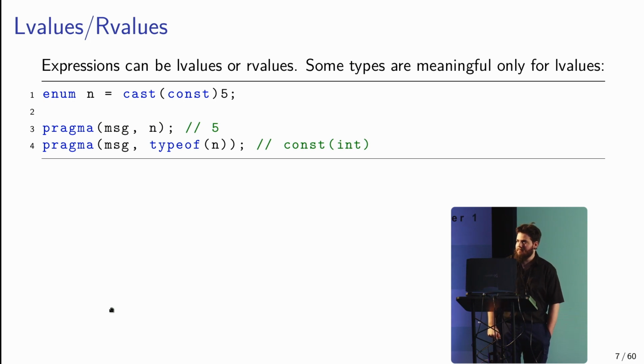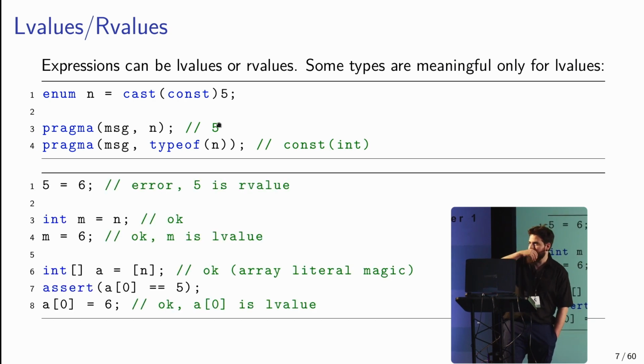All right, then another thing that D actually copied from C and C++ is there are Lvalues and Rvalues. It's quite standard in modern programming languages, which means expressions behave differently when they're on the left-hand side or on the right-hand side of an expression, and some expressions can only appear on the right-hand side. Some types are actually only meaningful for Lvalues, but you can still get Rvalues of the type. So for example, here we have an enum n. So this is an R-value of type const int, and the value is 5.